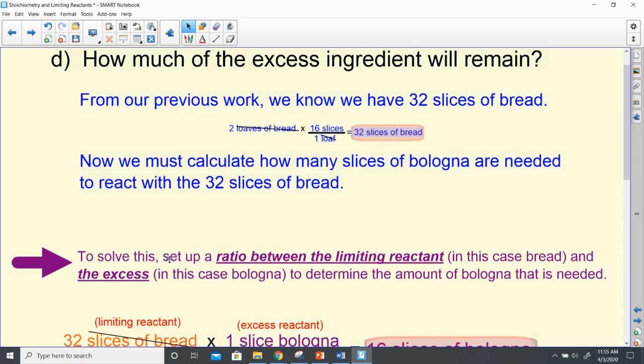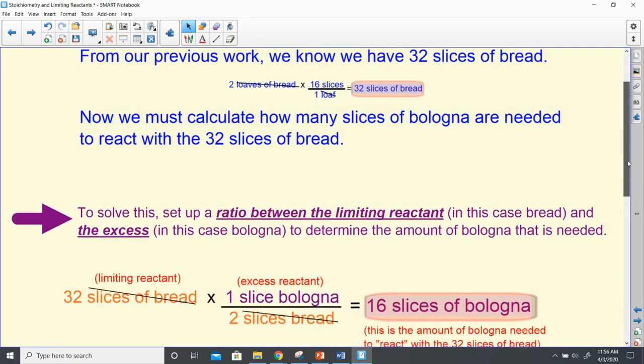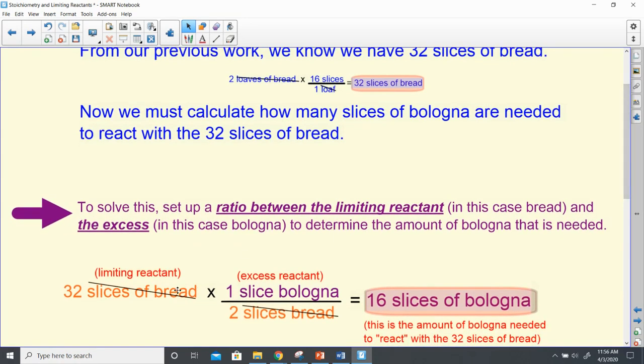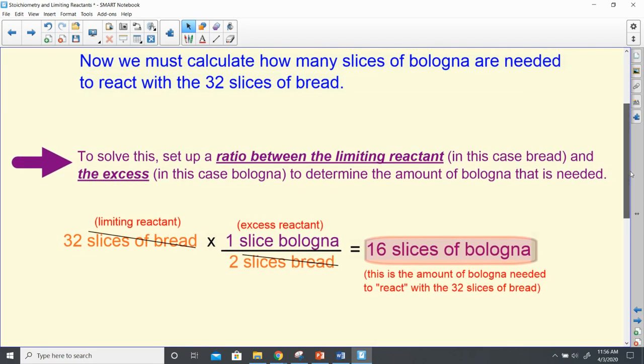To solve for the amount of excess that is needed, you should set up a ratio between the limiting reactant, in this case bread, and the excess, in this case bologna, to determine the amount of bologna that is needed. We have 32 slices of bread. For every 2 slices of bread, we need 1 slice of bologna. The 2-to-1 ratio came from our recipe or equation. So in order to use up 32 slices of bread, we need 16 slices of bologna. The amount of bologna needed to make 16 sandwiches is 16 slices.